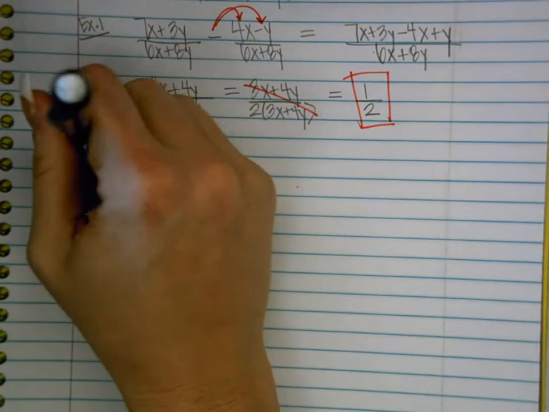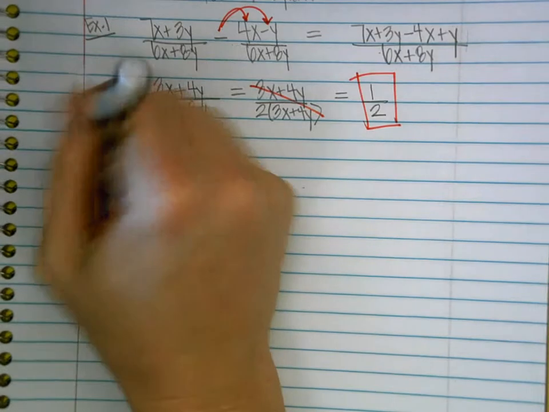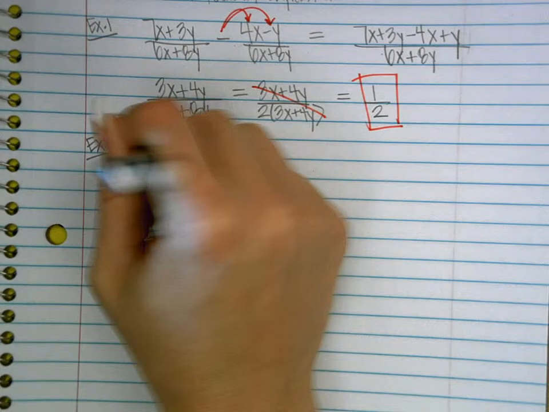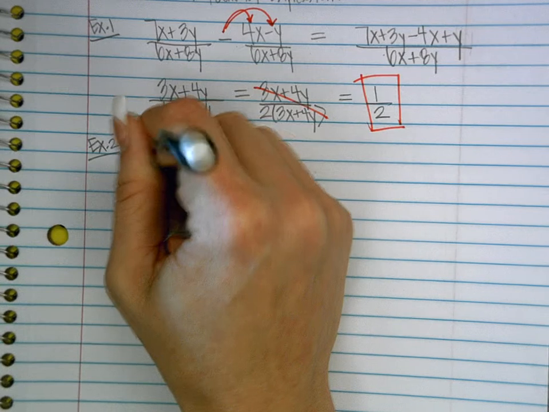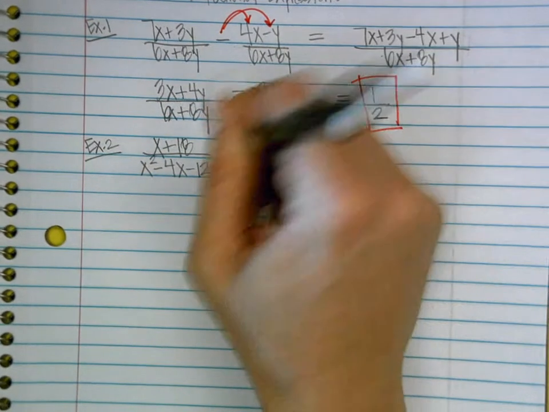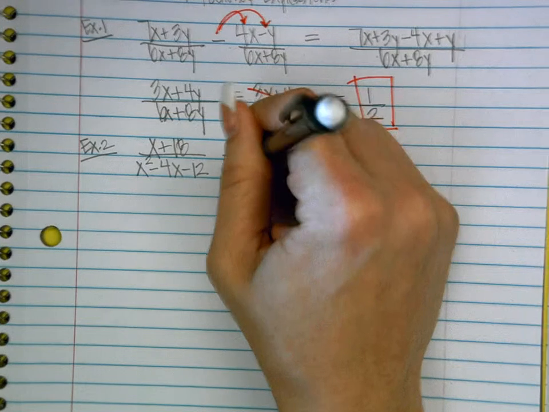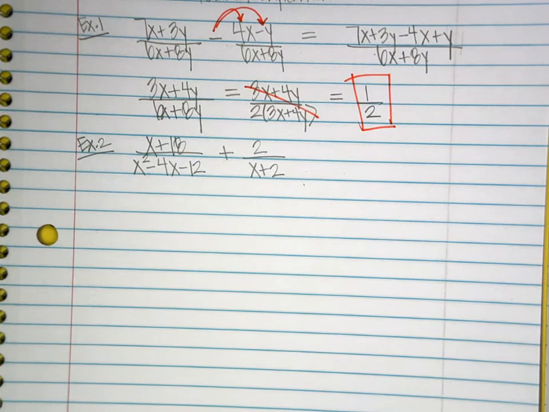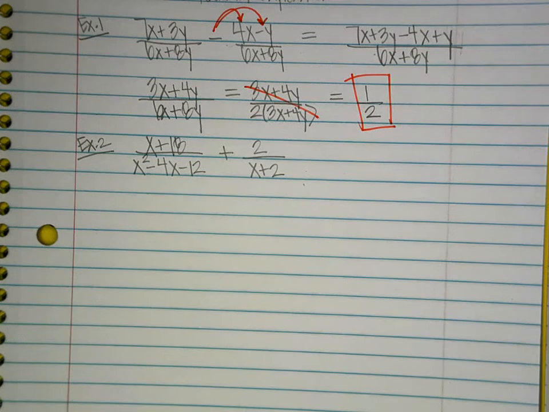Okay, next one. Let's try number 2. Let's go (x plus 18) over (x squared minus 4x minus 12) plus 2 over (x plus 2).